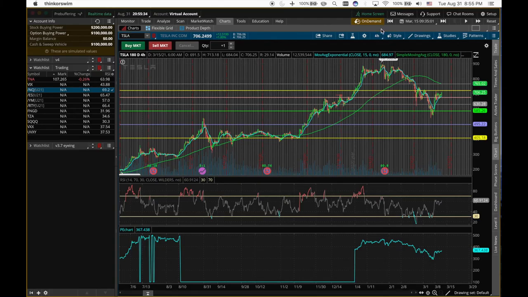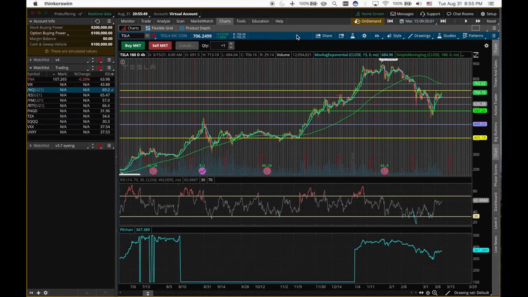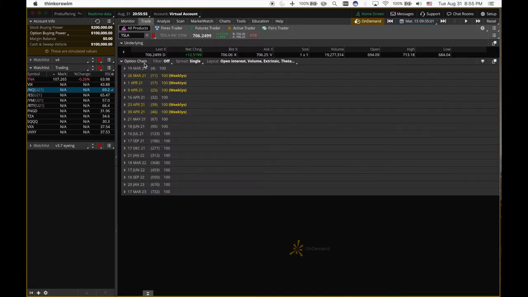So as you know, this is the on-demand feature. We can step back in time anytime we want in the past. So let's say we want March 15th, 2021, and let's set it to be 9:35 California time, go, okay? So this is Tesla, we can hop into the trade. You can see its option chain, so we're trading options.